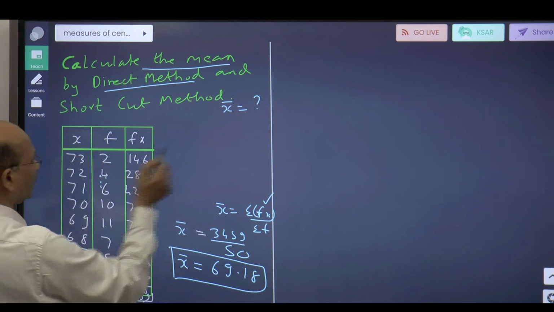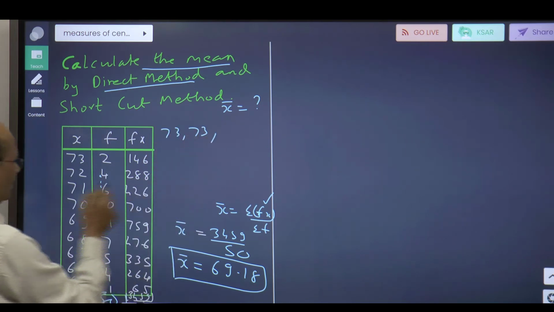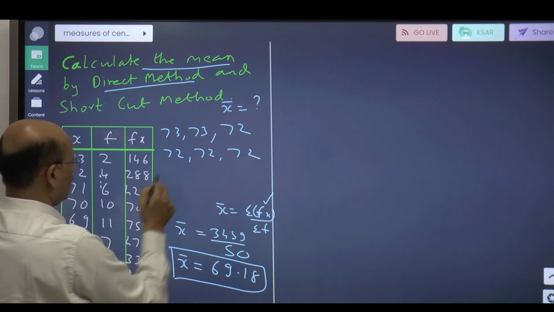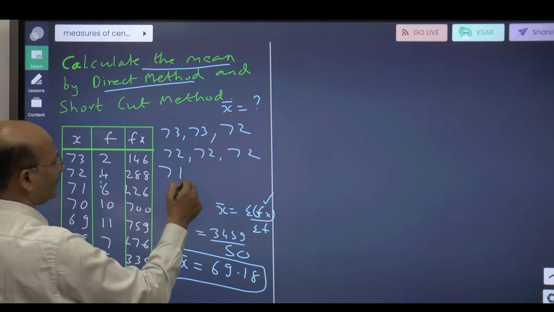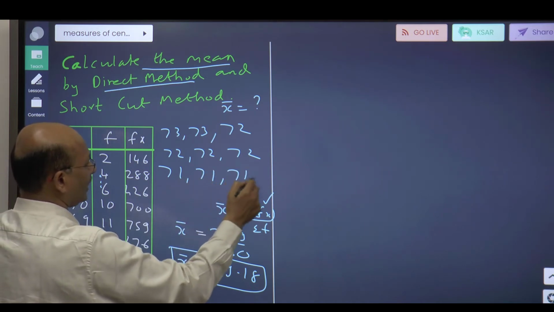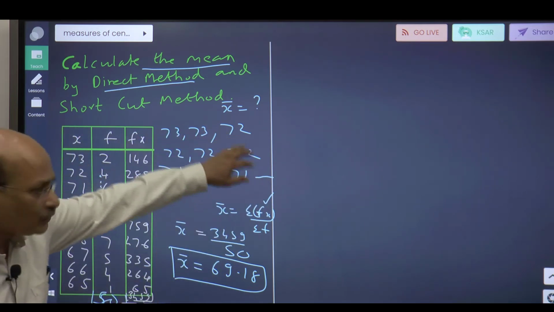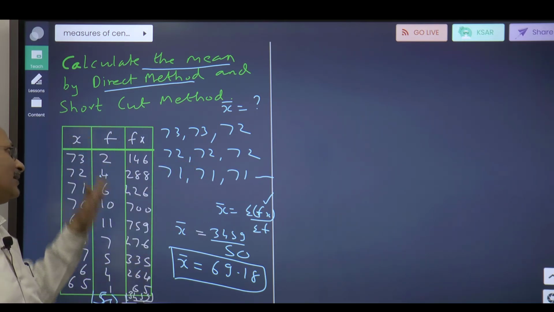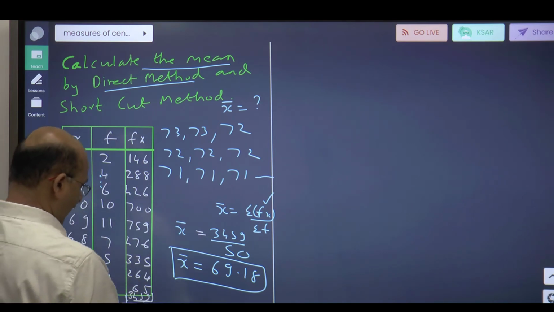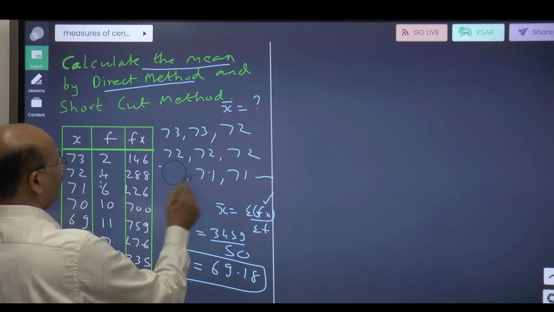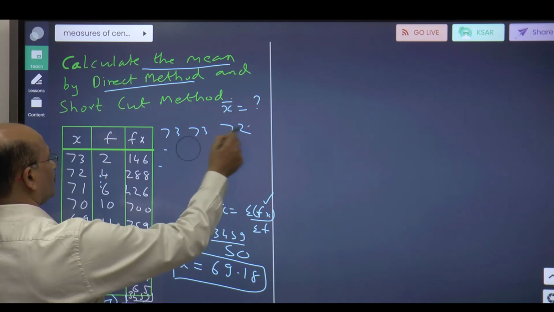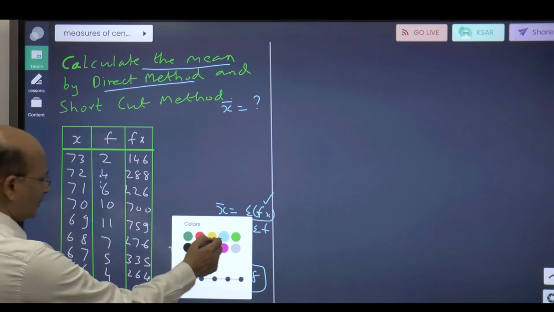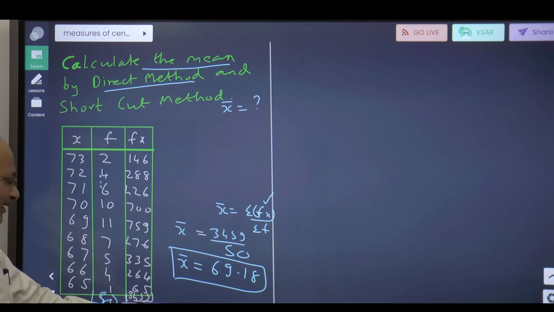So it is like this, 73 2 times, so 73, 73. Then 72 4 times, 72, 72, 72, 72. Then 71 6 times, and so on. So instead of adding individually, with frequency it becomes easier for us to calculate. Anyway, this is not your concern, they have already given you the frequency there. Now guys, I hope you got this point clear. Let us take the next working quickly.